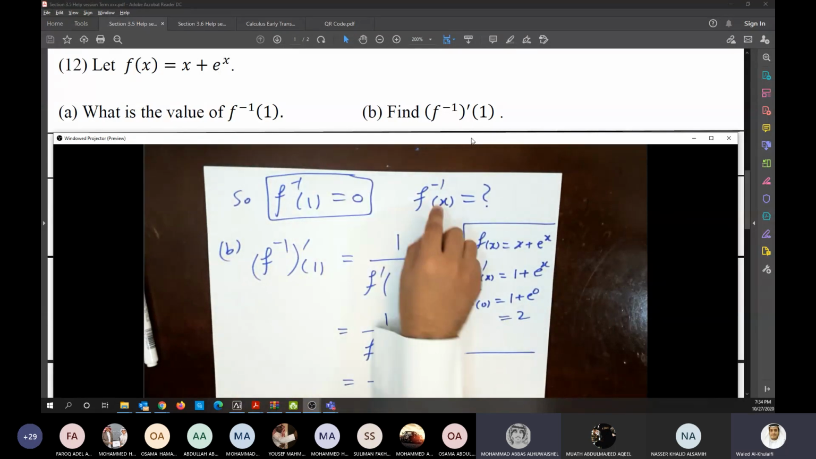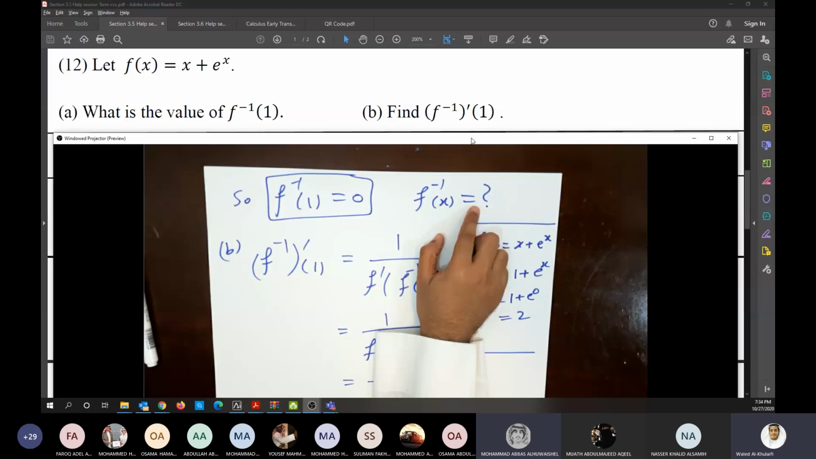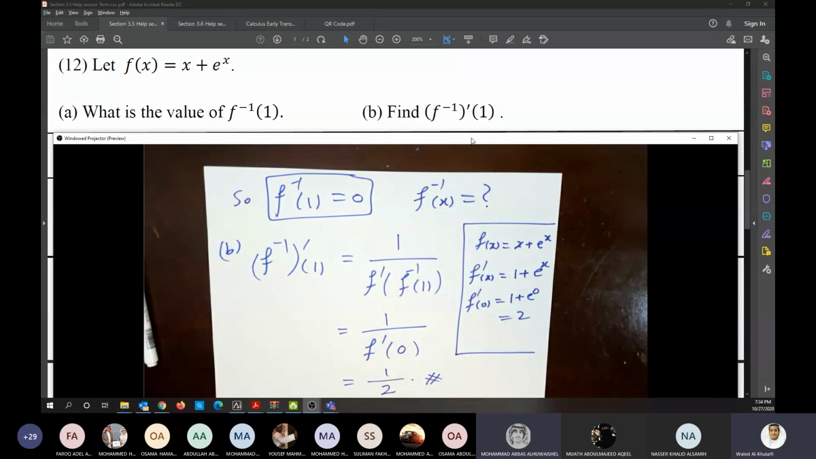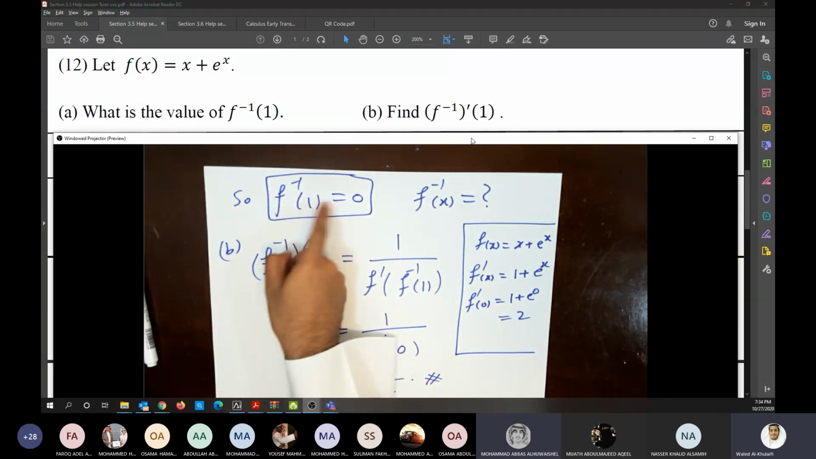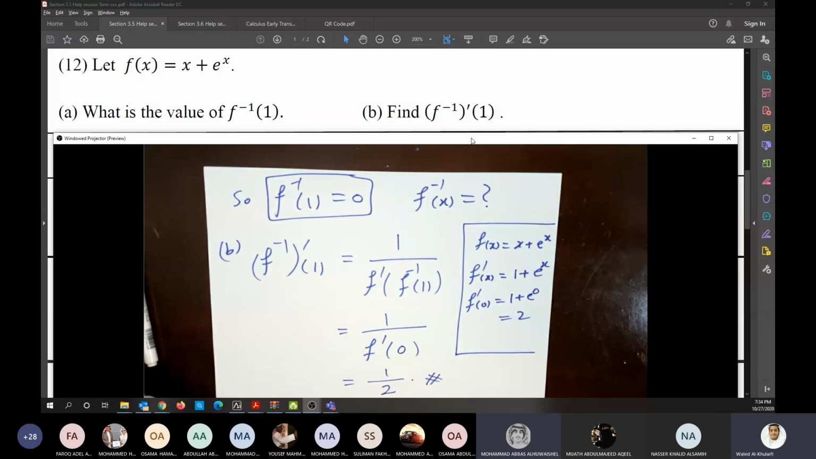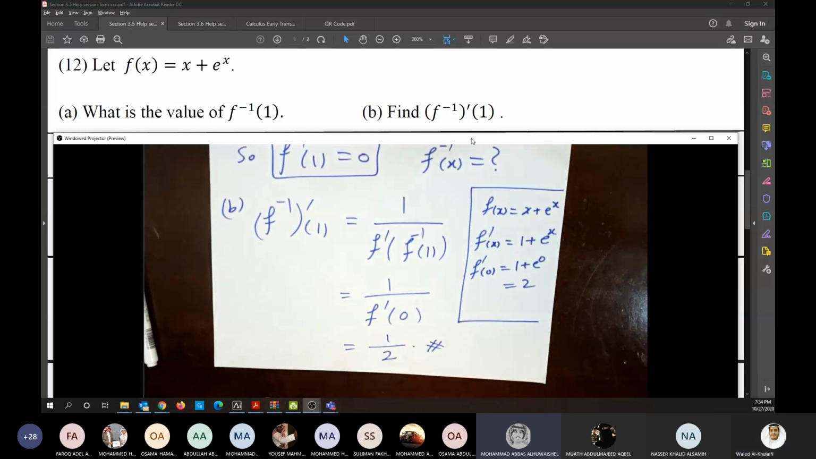Yes, but what is f inverse of x? Oh, this we actually don't know. Yes, we don't know, and still we can find something. We know something about that f inverse function. We cannot find its expression, but we can evaluate it at a specific number.